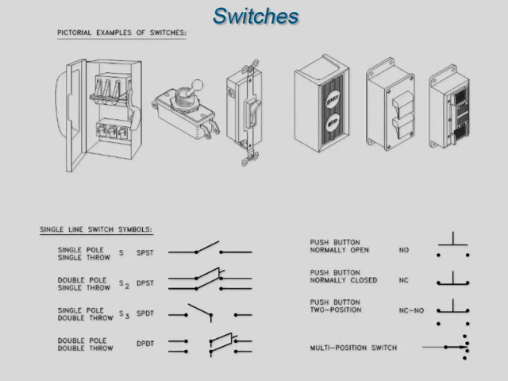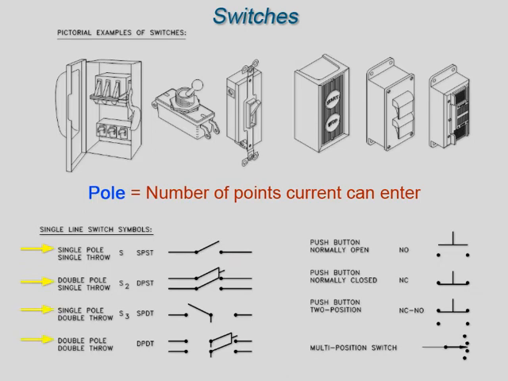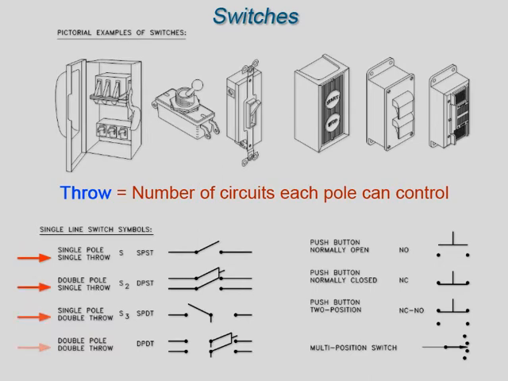This shows the most common types of switches and their symbols. The term pole refers to the number of points at which current can enter a switch. Single pole and double switches are shown here, but a switch may have as many poles as it requires to perform a function. The term throw refers to the number of circuits that each pole of a switch can complete or control.